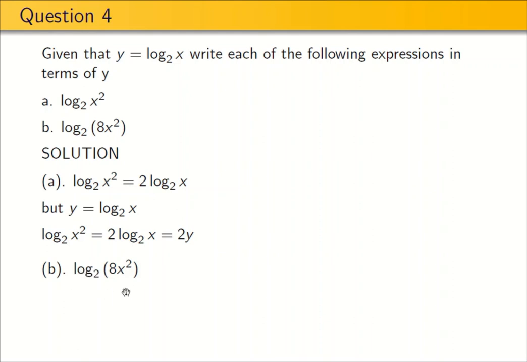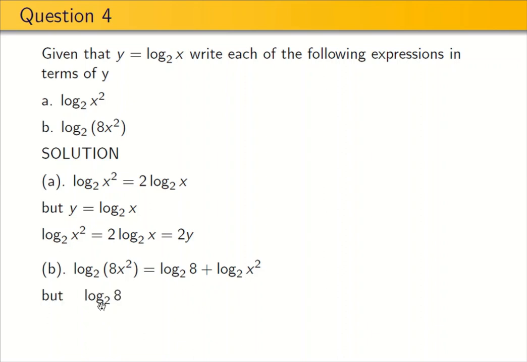Now logarithm of 8x squared base 2 is the same as saying logarithm of 8 times x squared, they are just multiplying 8 times x squared. So from the product rule of logarithm, if they are multiplying, I can write it as logarithm of the first one, that is 8 base 2, with the same base, plus logarithm of the second one, x squared base 2. Okay.